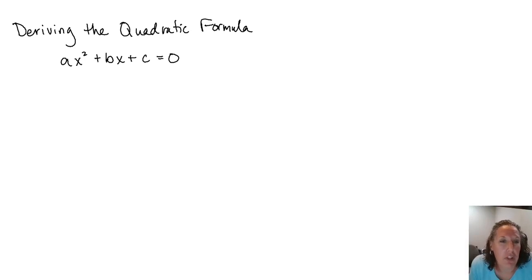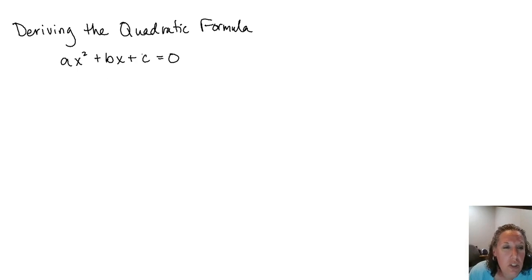Many of you have the quadratic formula memorized, but have you ever seen where it comes from and how that formula is derived? That's what we're going to look at in this video. So deriving the quadratic formula, we're going to start with our generic quadratic, ax squared plus bx plus c equals 0. And what we're going to do is complete the square.